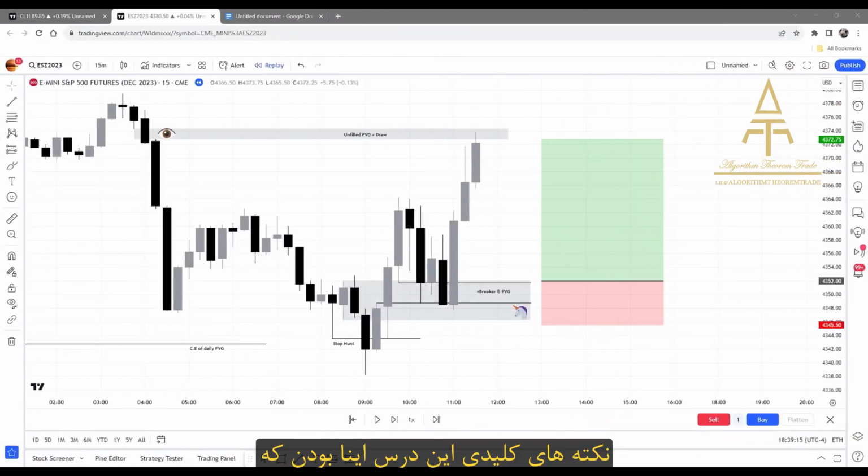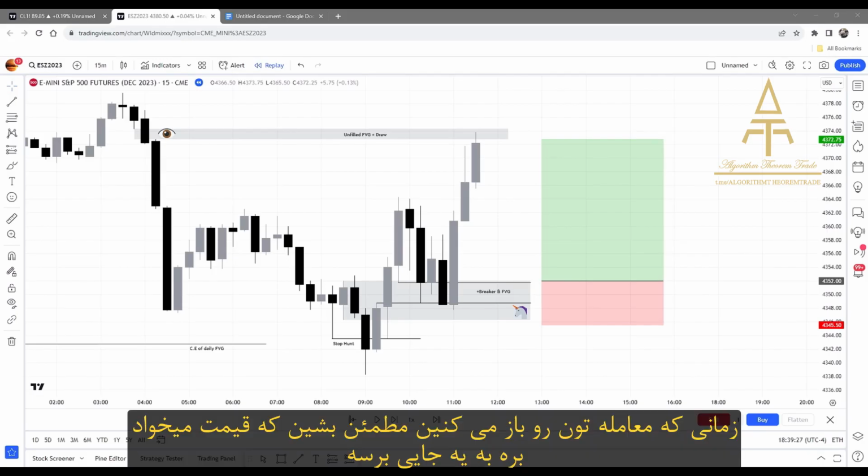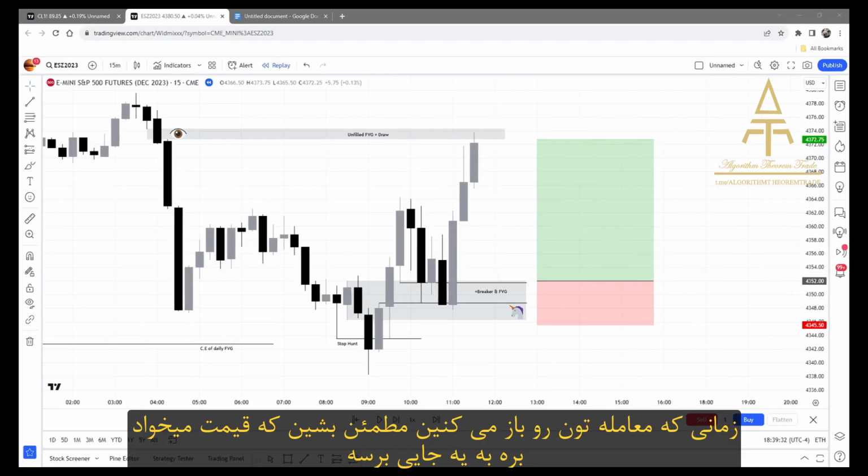The key takeaways for this lesson are to define your draw on liquidity. You want to define your draw on liquidity before any positions are taken. Make sure when you are using the model, it has something to reach for.